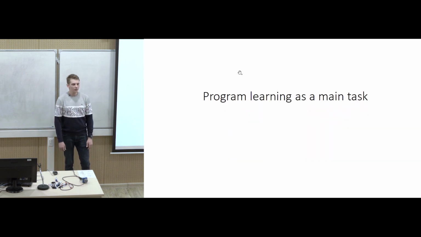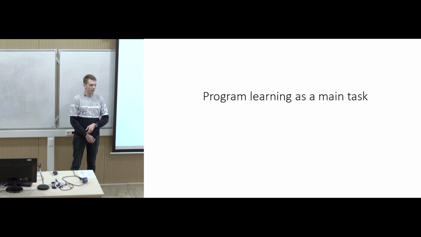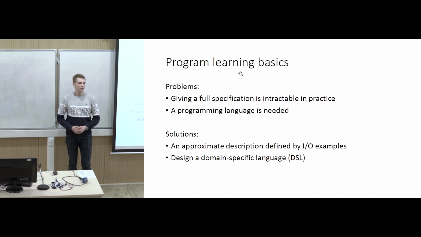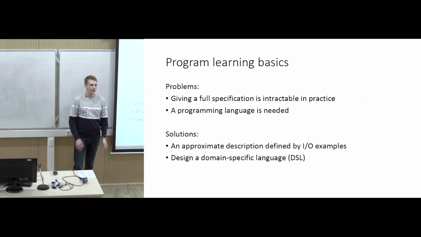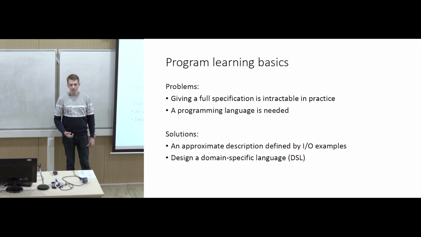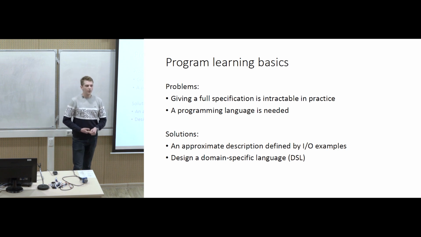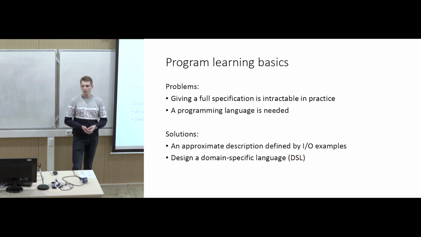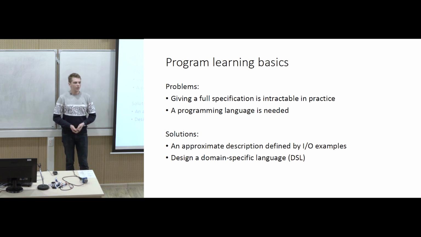So the first part is about program learning as a main task that we try to solve. When we try to design an algorithm that will solve a program learning instance, the first thing we deal with is how to provide a specification of the program, because providing a definition that will lead to a single program is pretty difficult in theory and is intractable in practice.